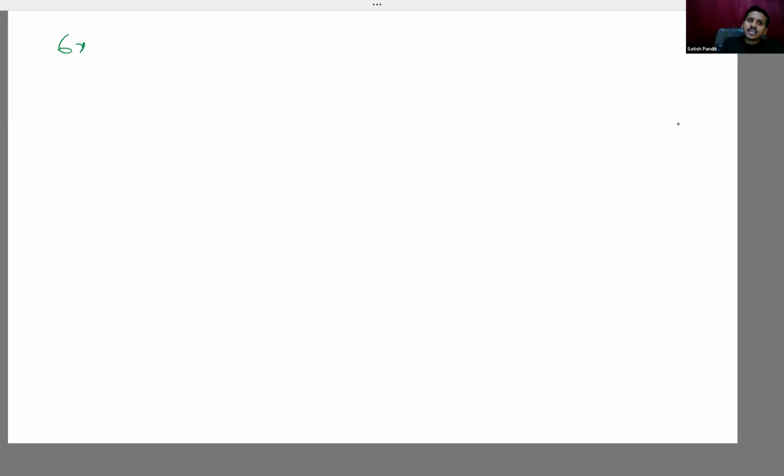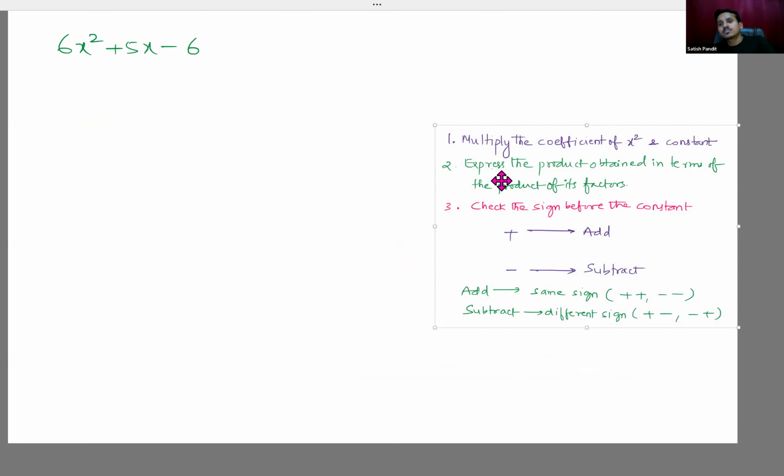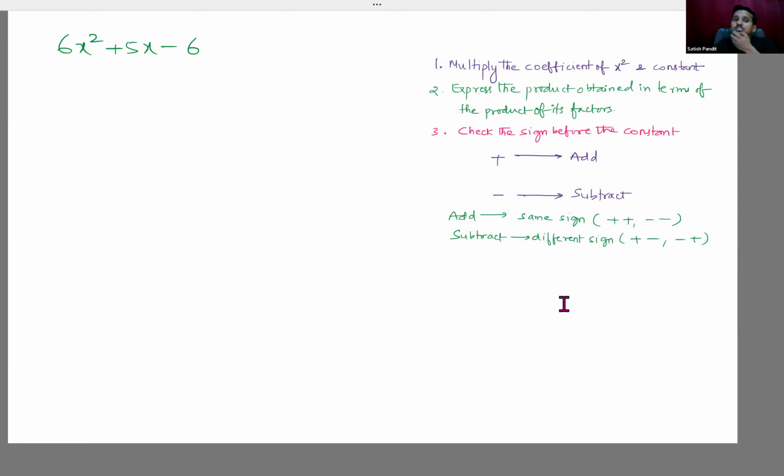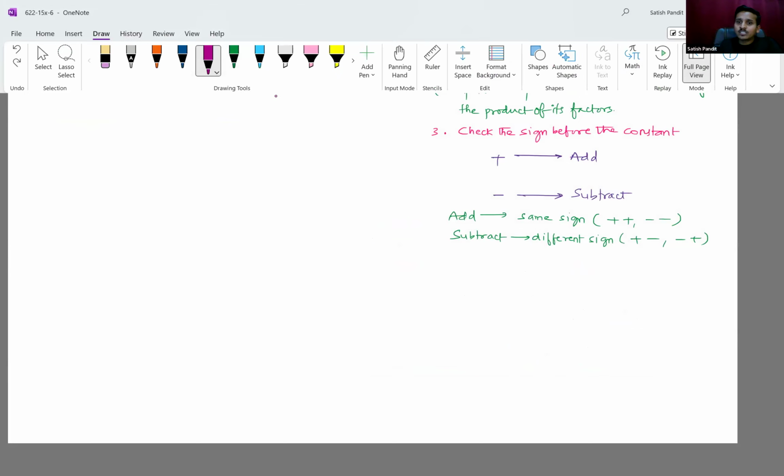Suppose I have 6x square plus 5x minus 6. Let me put the steps here. What do we do first? Multiply the coefficient of x square. What is the coefficient of x square? 6. And constant is 6. So 36 you'll get. And if you express 1 into 36, maybe it will actually give a lot of pairs. So maybe I'll write smaller.